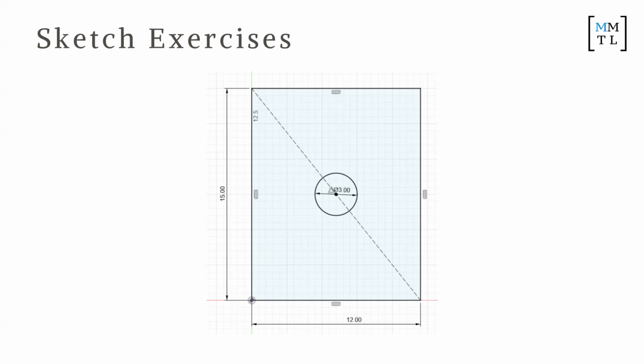Circle, so you click dimension. You'll need to click two things, and when you have two, then now it's 3 millimeters in diameter. The circle's not lining up.